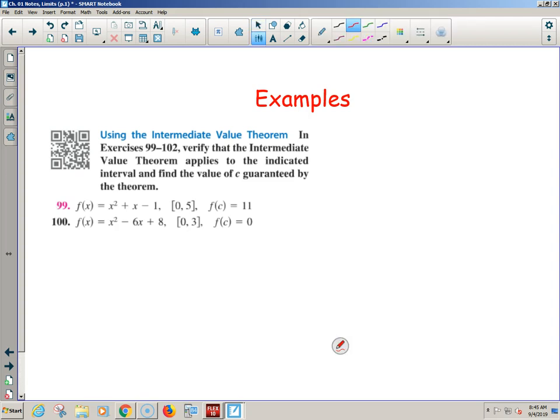Now hold on, who's C? Is it the X or is it the Y? X. Find the X value guaranteed by the theorem, which says f of C has to equal K. Okay, so for number 100, what do I need to be true for IDT to apply? The function has to be continuous.